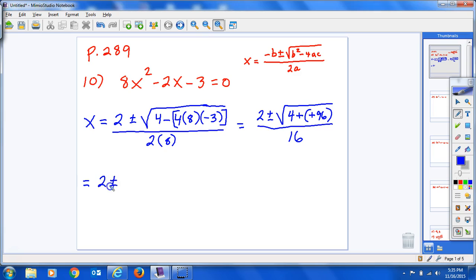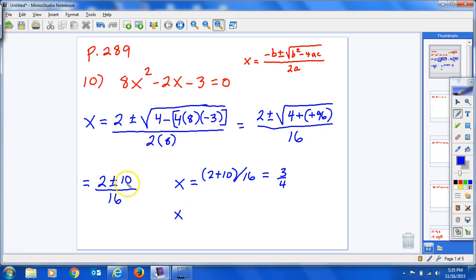So we have 2 plus or minus, and if you notice underneath the radical we have 100, and the square root of 100 is 10, all over 16. Okay, so my solutions for x are really going to come from adding 2 plus 10 and dividing that result by 16. If you're using your calculator, you might want to do all of this using parentheses and do all of this at once. 2 plus 10 divided by 16, that's 12 over 16, which is 3/4.